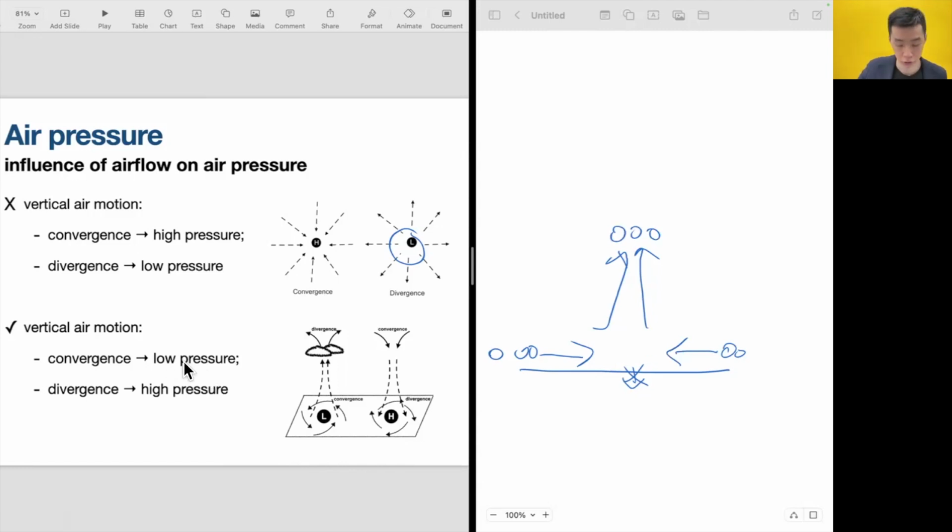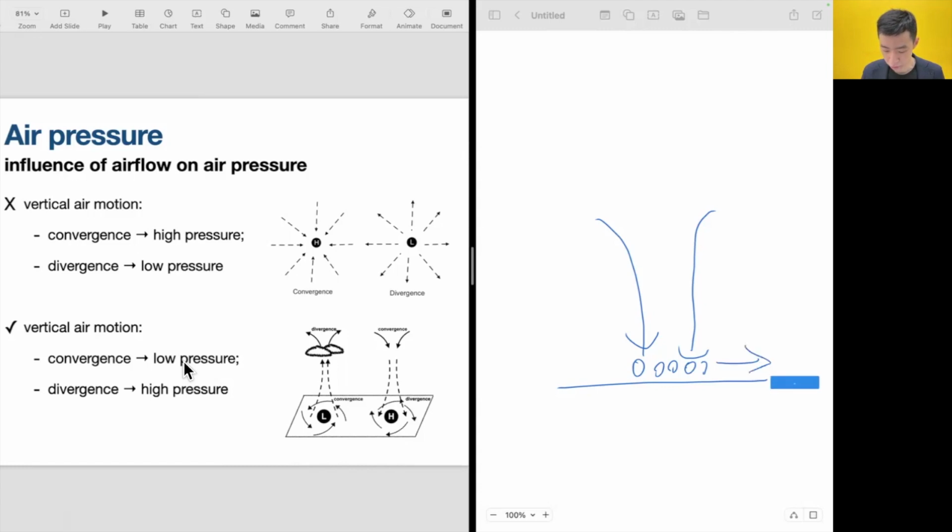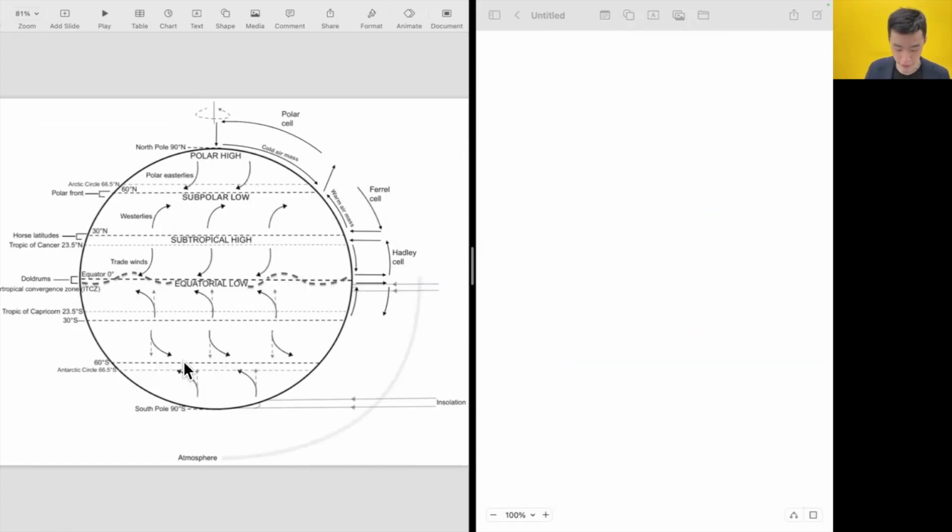We have lower pressure. If we have divergence, what happens is when we have sinking air, we have high pressure because more air particles are congregating near the ground surface. So sinking air and divergence result in high pressure. So let's talk about the tricellular model.